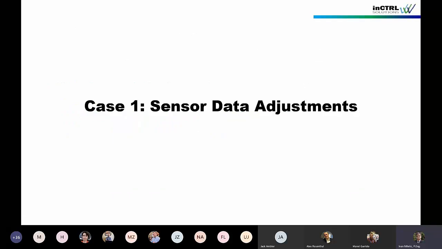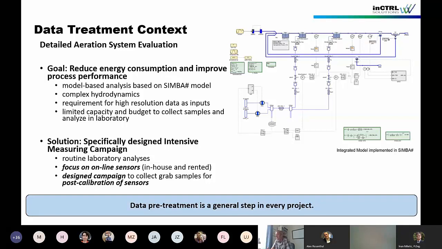Live is going to introduce this next case with a view on adjusting sensor data. Hello everyone. My name is Live Rieger, CEO of InControl Solutions. My job here is to introduce the project a little bit and then mainly focus on the problem statement for Ivan's data work. As Alex had already outlined, we thought it might provide an easier entry for the methods if you understand what he's trying to solve.